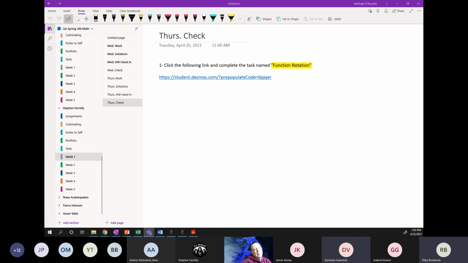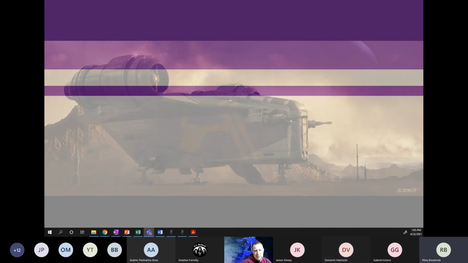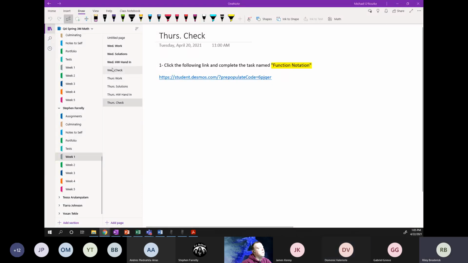What do you mean by a group? I tried doing yesterday's check this morning, but it wouldn't let me click on it. Okay, I'll go back into those settings and see if there's something. I just sent it in the chat. No, it's in your homework file. If you go to your homework, there's Wednesday work, Wednesday solutions, Wednesday hand-in, Wednesday check. Just like today, Thursday work, Thursday solution, Thursday hand-in, Thursday check. I will go back, Dominic, and see. I have you down here, Dominic.